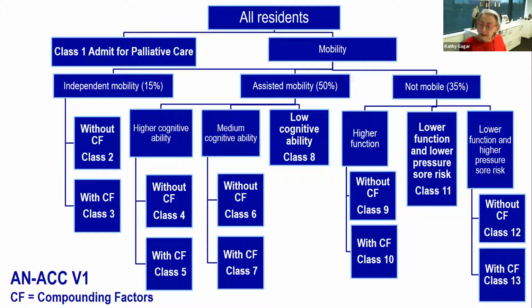And for the 35% who can't mobilise, the predictors that best predicted their need for care are function and their risk of a pressure injury. So you don't get into that group because you've got a pressure injury. You get in there because of the risk of pressure injury, and again it splits into with and without. So that's the 13 classes, and I decided not to put up a lot of detail about what the compounding factors are, but they're all the things you would expect to see in terms of functional ability, cognitive ability, behaviour, and also need for technical nursing.